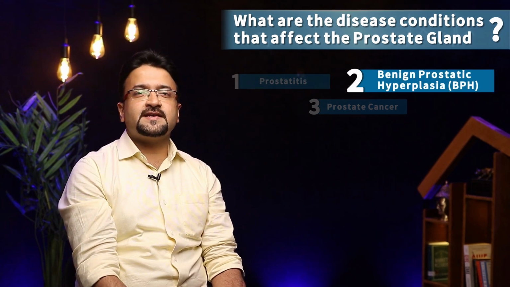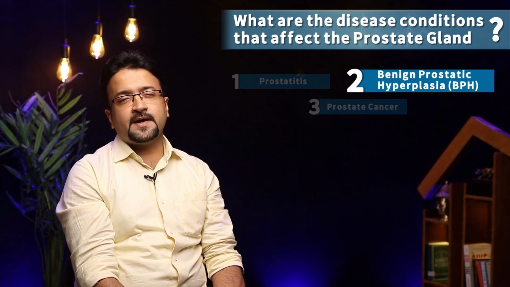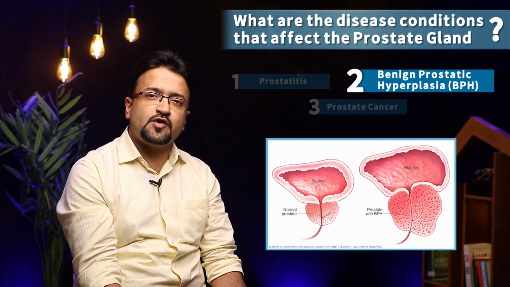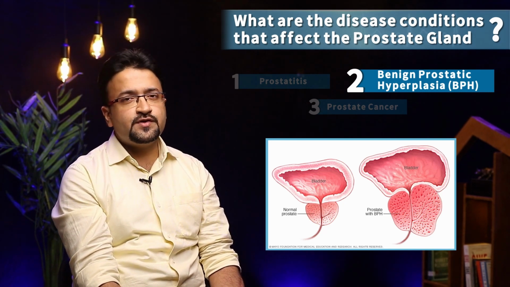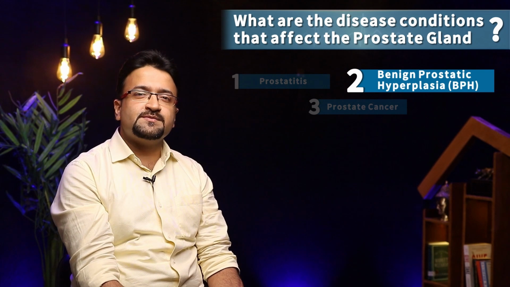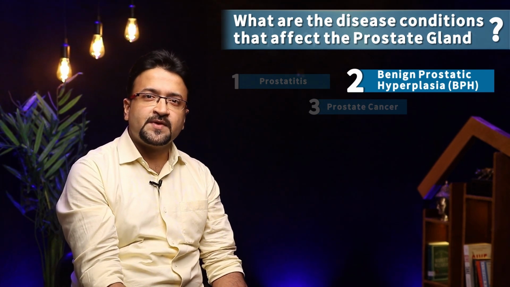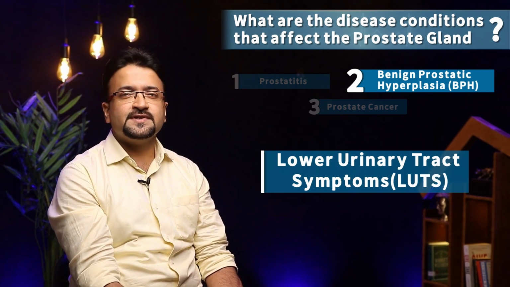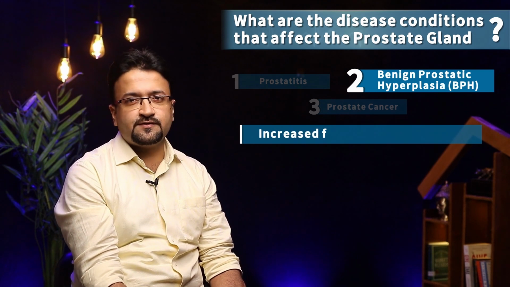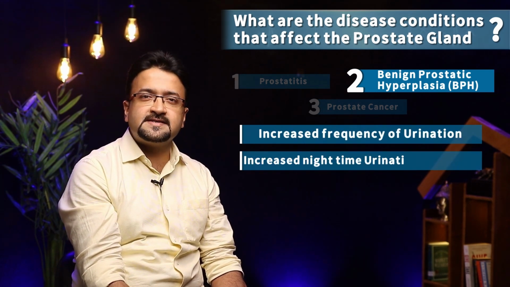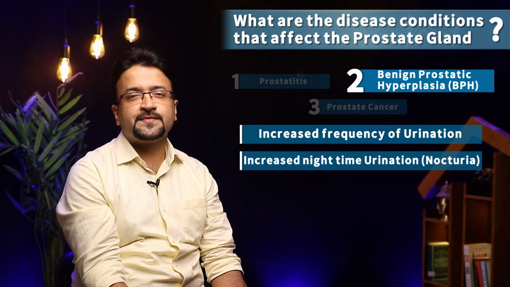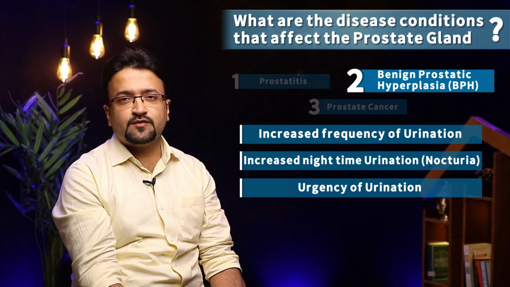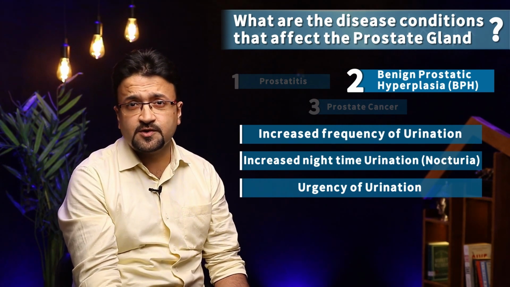Coming to benign prostatic hyperplasia. This is a condition where the prostate gland has enlarged in size with aging, and because of its location, it causes a host of urinary symptoms. The common urinary symptoms associated with an enlargement of prostate are known as the lower urinary tract symptoms, or LUTS in short. These are commonly an increased frequency of urination, an increased nighttime urination, also known as nocturia, and urgency, where a person finds it difficult to postpone the act of urination when he gets the sensation of passing urine.